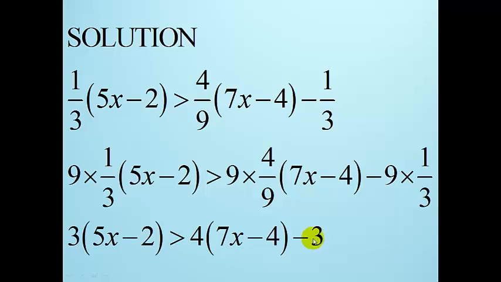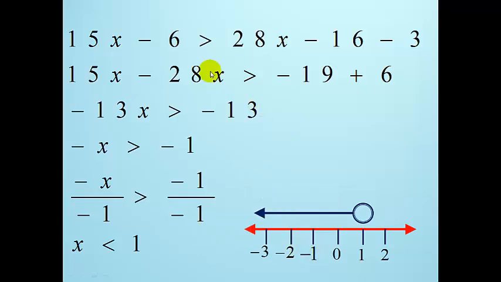Now we have to expand. 3 times 5x gives us 15x. 3 times minus 2 gives us minus 6. This is greater than 4 times 7x, which gives us 28x, and 4 times minus 4 gives us minus 16, minus 3. Now let's proceed. After expanding, we have 15x - 6 > 28x - 16 - 3.